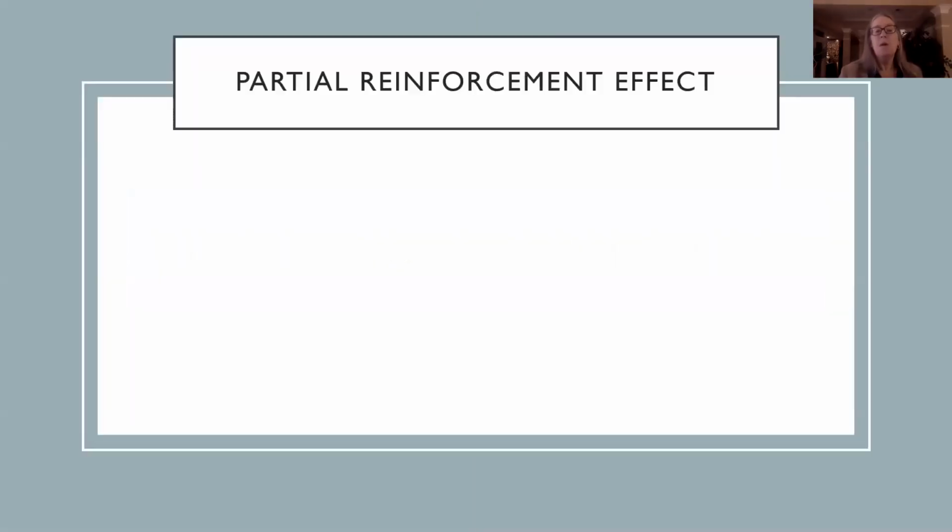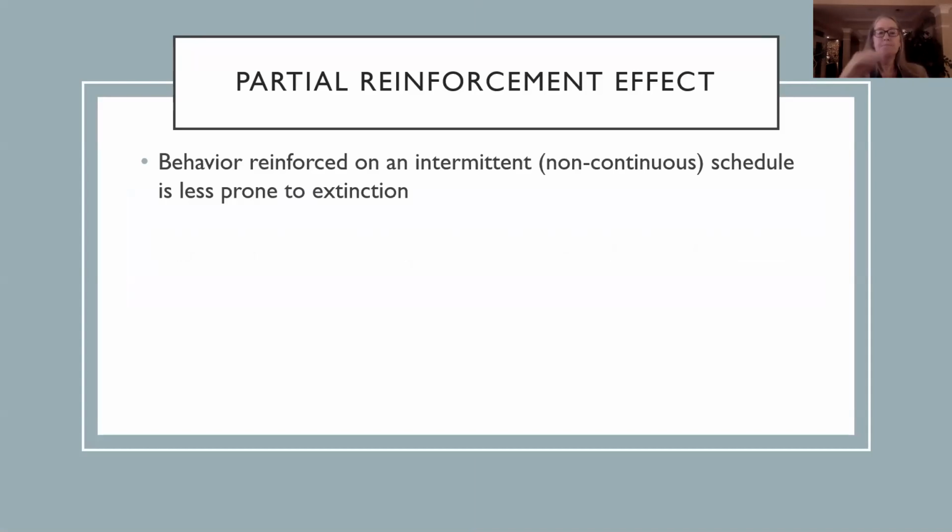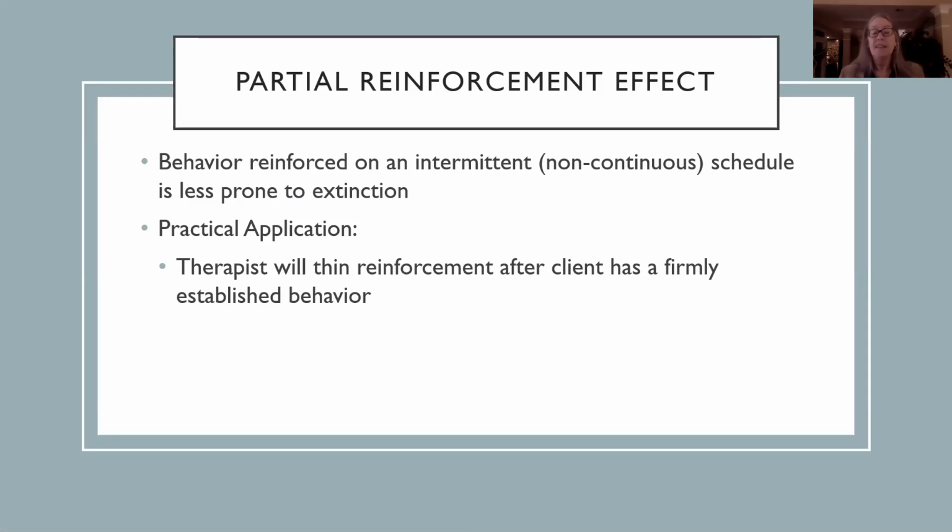So there's one more thing. This is what I was talking about earlier that I said I'd talk about at the end of the presentation. And this is the partial reinforcement effect. Sometimes in some books, it's called the partial reinforcement extinction effect. This is the finding that behaviors that are reinforced on an intermittent schedule, in other words, not the continuous reinforcement schedule, on any of those intermittent schedules, take longer to be extinguished. They're less prone to extinction. And this has a lot of practical applications.